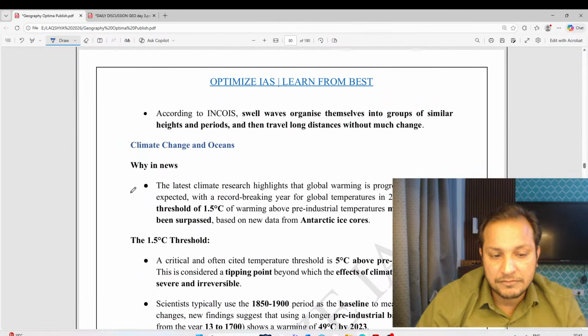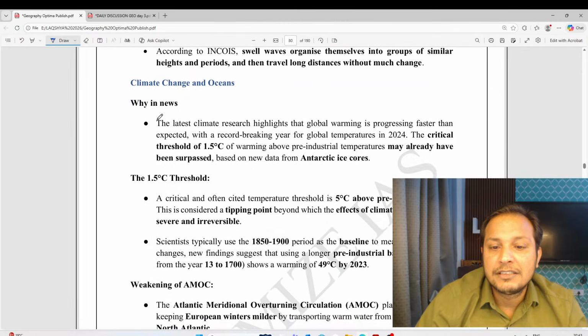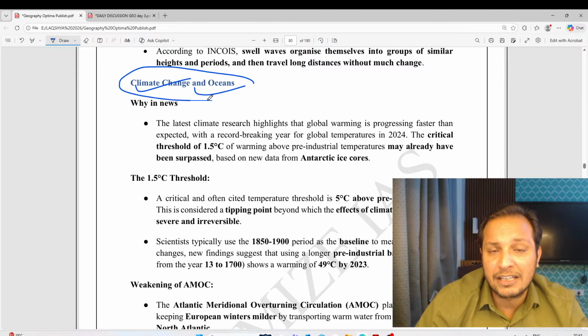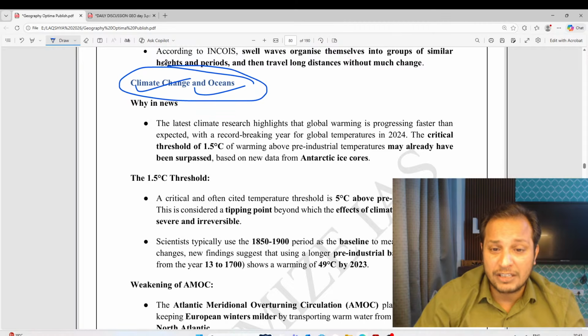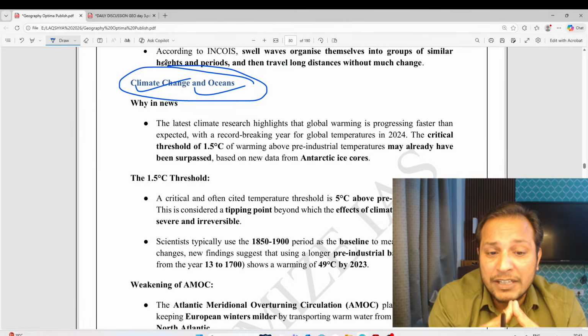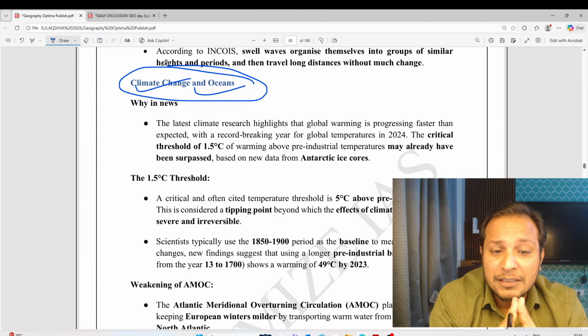Now, moving on, guys. Climate change and ocean. I was telling you that climate change and ocean, what is the linkage, is also a very important theme in the prelims.